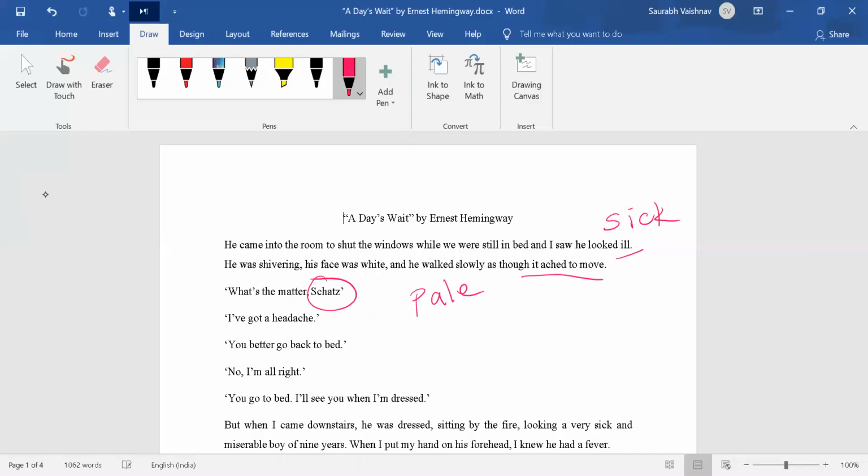Now, this is the name of the boy, Schatz. So the father is asking his son, what is the matter, Schatz?